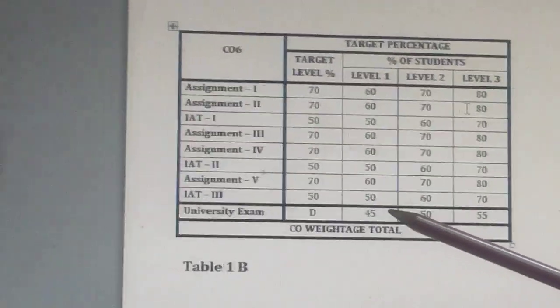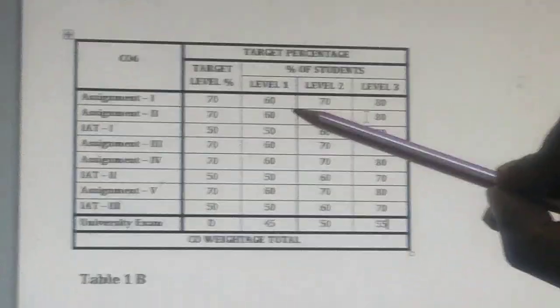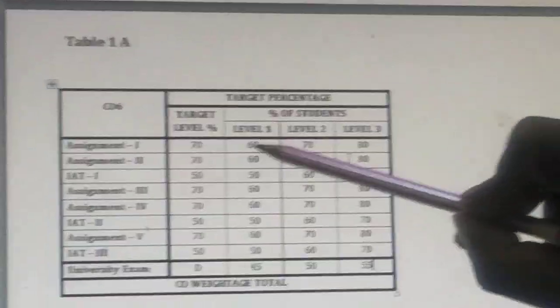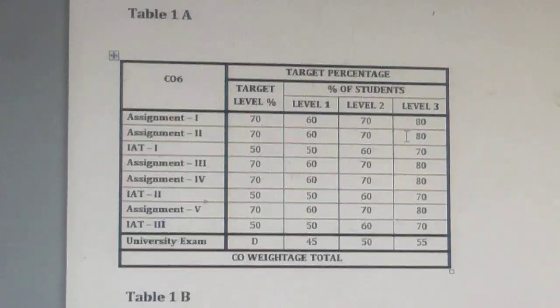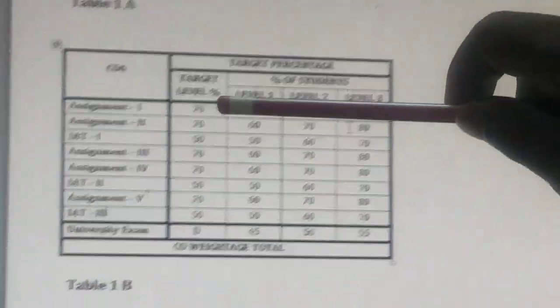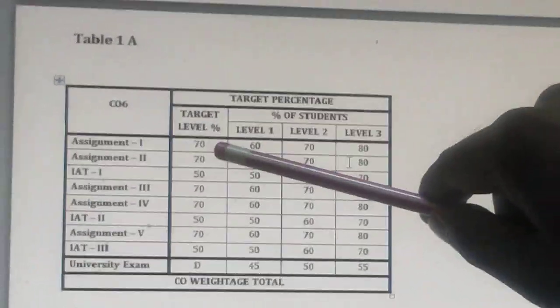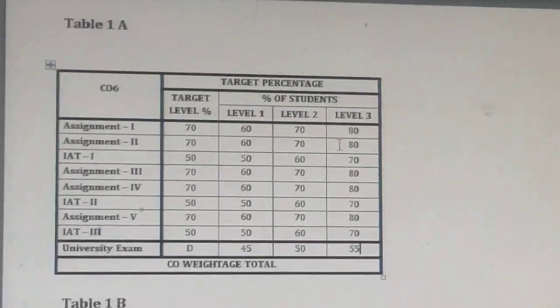Similarly for university examinations, I have also fixed level 1, level 2 and level 3. Level 1 is 62 to 70. Level 2 is 72 to 80. Level 3 is above 80% of the students. Above 80% of the students having reached 70% marks in assignment 1, the level is 3. So in that way I have finalized the levels.